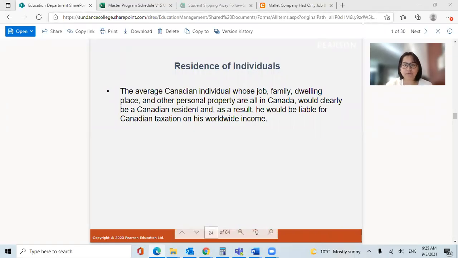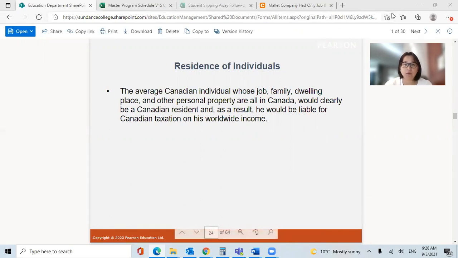So I have received a few requests regarding a few principles that were told in chapter 1 and 2. Basically, for chapter 1, there are residents, non-residents, deemed residents, and dual residents, sort of things, right? So I'm going to go through those kinds of principles. Hopefully, it will help you to have a better understanding.